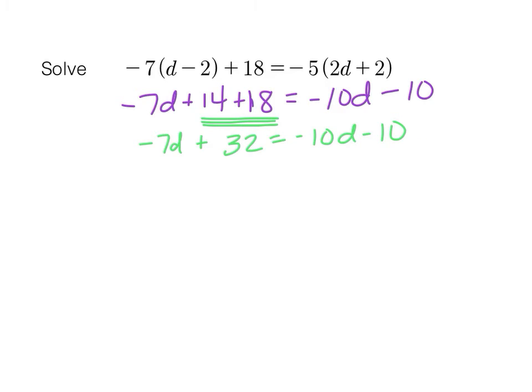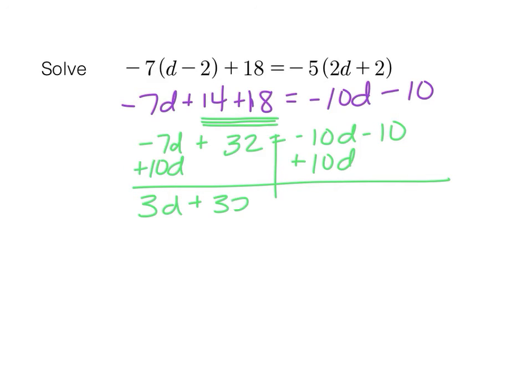Now that I'm here, though, negative 10 is smaller than negative 7, so I'm going to add 10d to both sides, giving me 3d plus 32 is equal to negative 10d. I'm going to subtract 32 from each side.